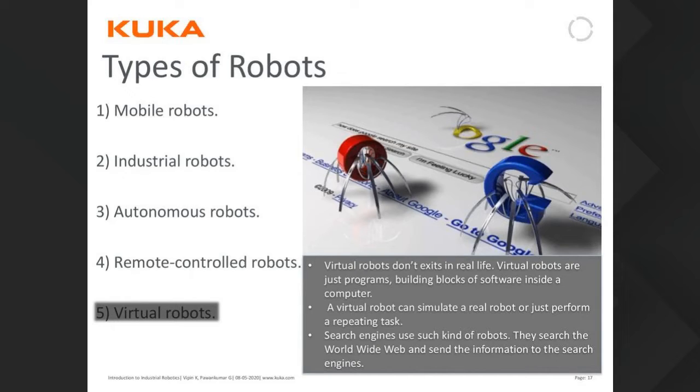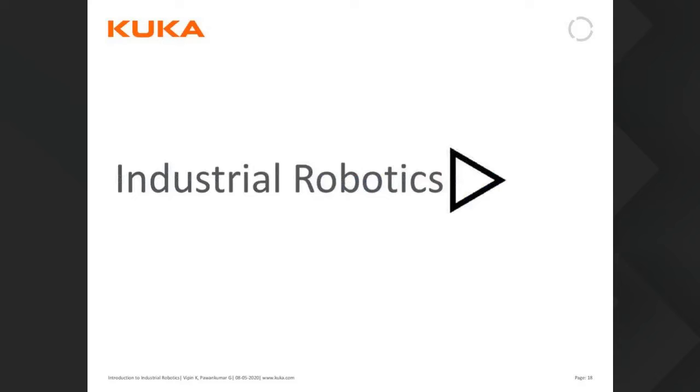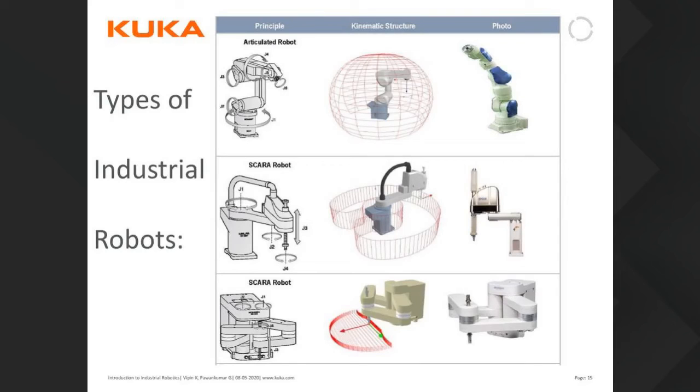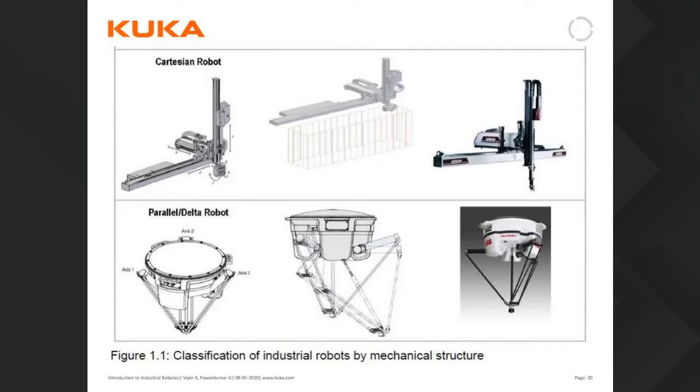The main example, the first example we can say, is the Google search engine itself. So that is the main classification of robots. Okay, so we are concentrating on industrial robots. There are mainly four types of industrial robots. You can see in the picture: articulated robot, SCARA robot, Cartesian robot, and Delta robot.